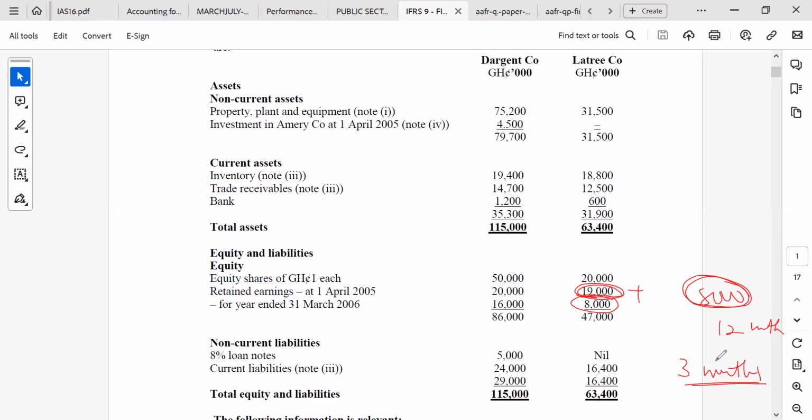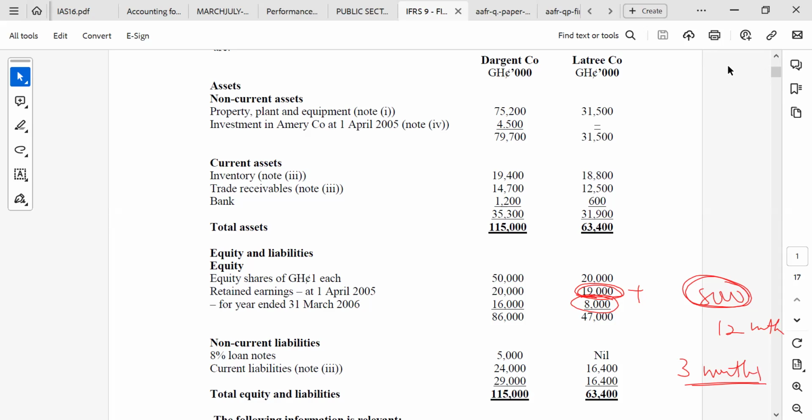So for you to determine the retained earnings at acquisition, ask yourself, when was the acquisition done? The acquisition is done on 1st January, but the reporting period ends 31 March. So it means that their financial year starts from 1st April. They started operating from 1st April up to 1st January before we acquired them.